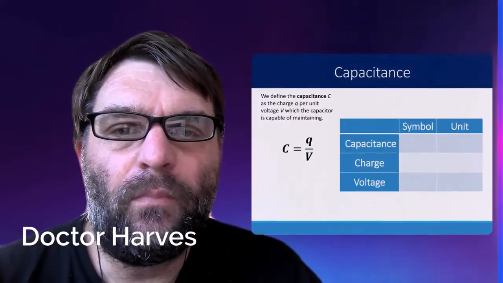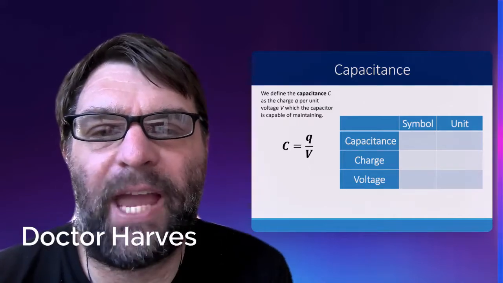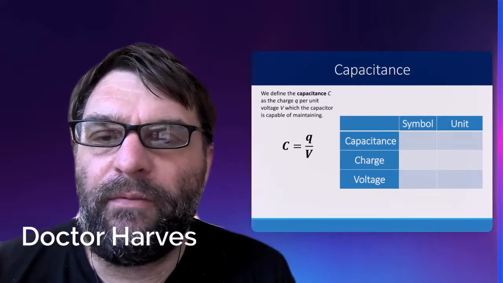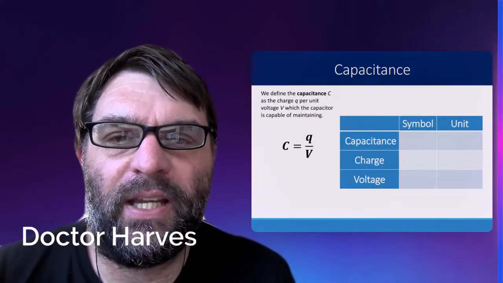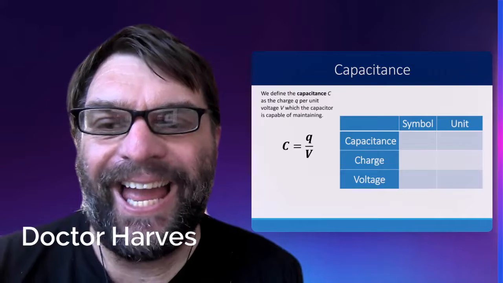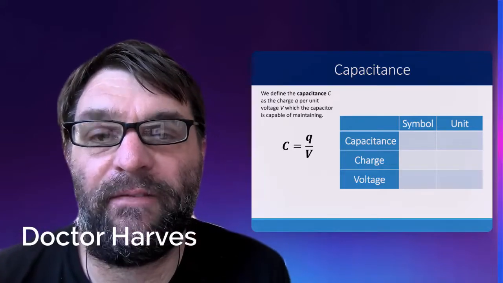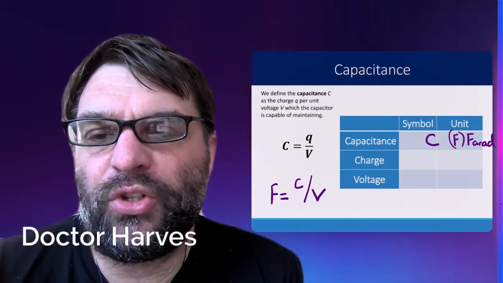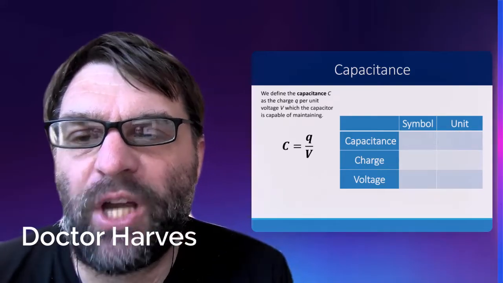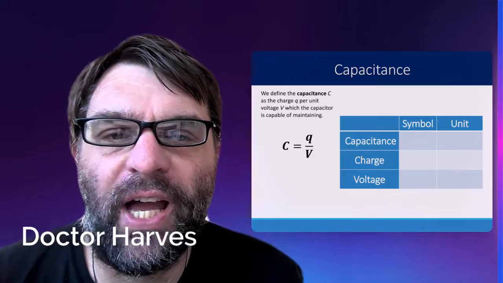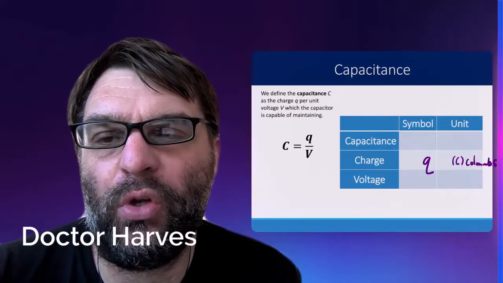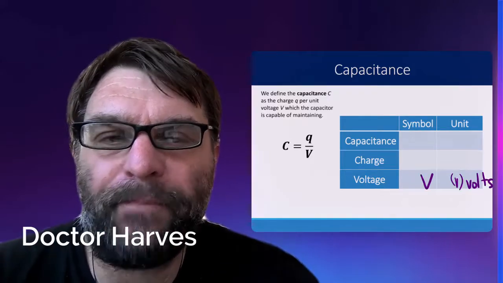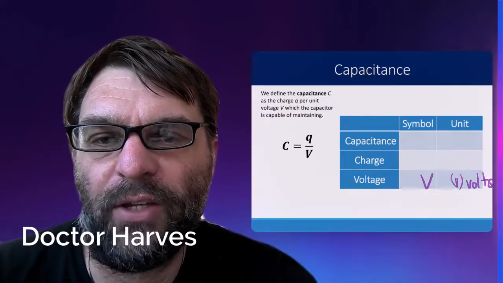Okay, so we define capacitance, capital C, as the charge Q per unit voltage which the capacitor is capable of maintaining, and this is known as the farad. So capacitance, the symbol is capital C, the units are farad, or charge per volt. Charge, of course, the symbol is Q, and the units are the coulombs. And voltage, the symbol is capital V, and the units are the volts, which is V as well.